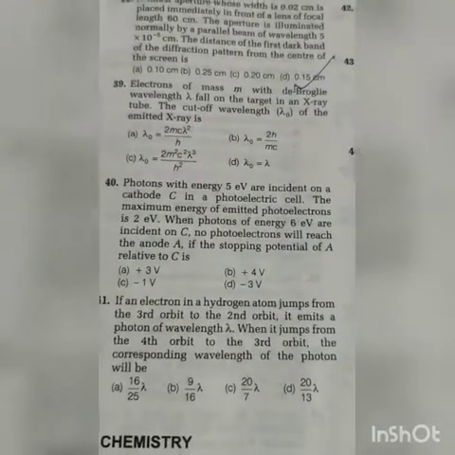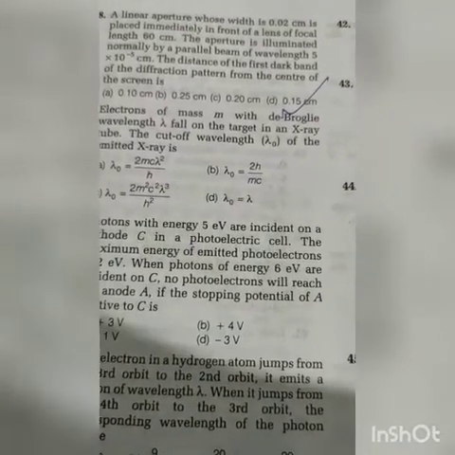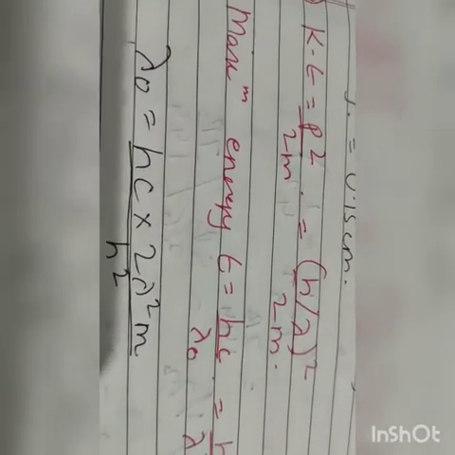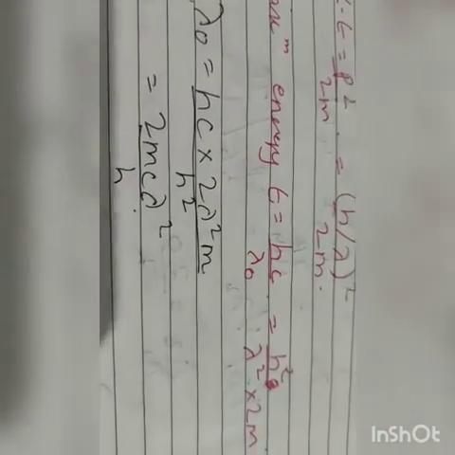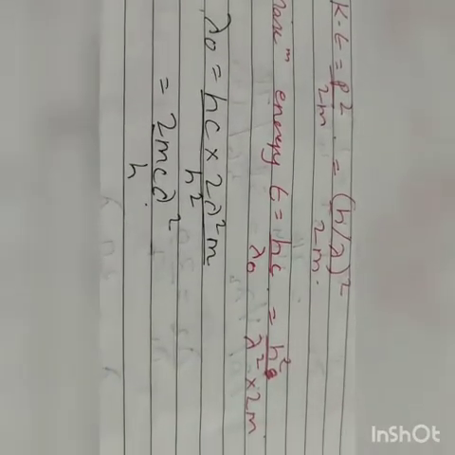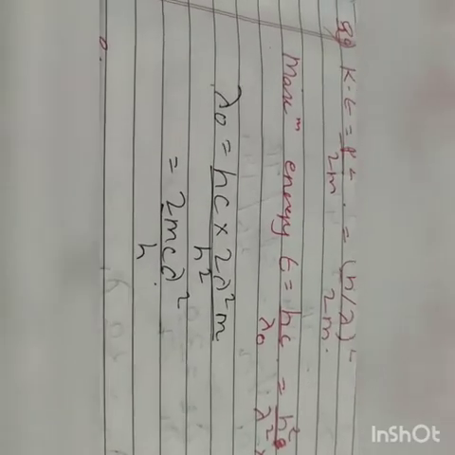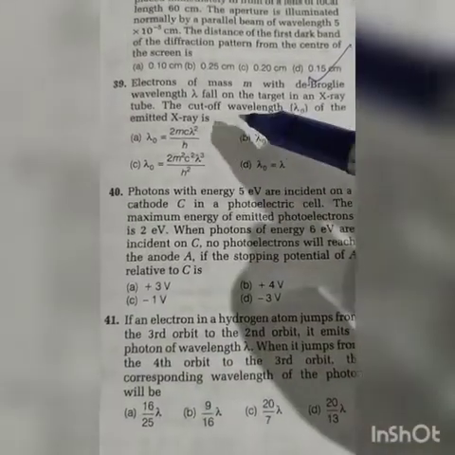Now question number 39. Electrons of mass m with de Broglie wavelength lambda fall on the target in an X-ray tube. The cutoff wavelength lambda naught of the emitted X-ray is. As we know, kinetic energy is equal to p square by 2m. So it's h by lambda, whole square, by 2m. So maximum energy E is equal to hc by lambda naught. So we will just put in the values and we get h square by lambda square into 2m. So lambda naught, we will just put in the values, and it is 2mc lambda square by h. So it's 2mc lambda square by h. So here. Question number 40.